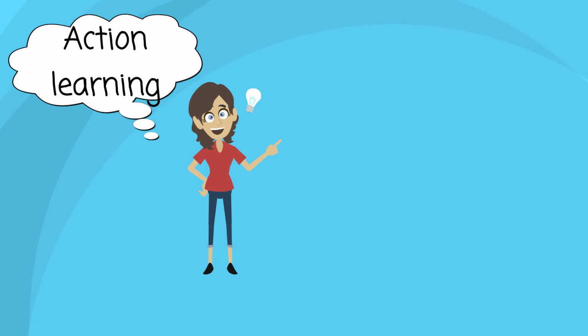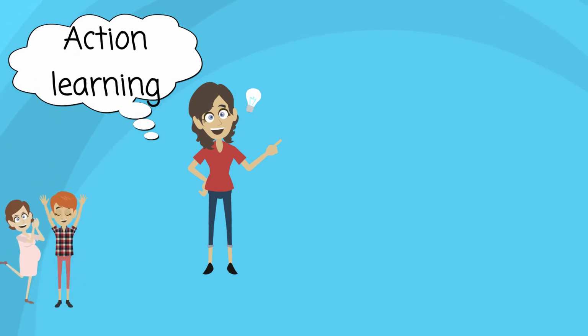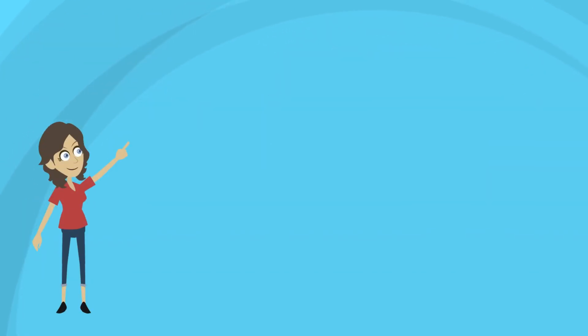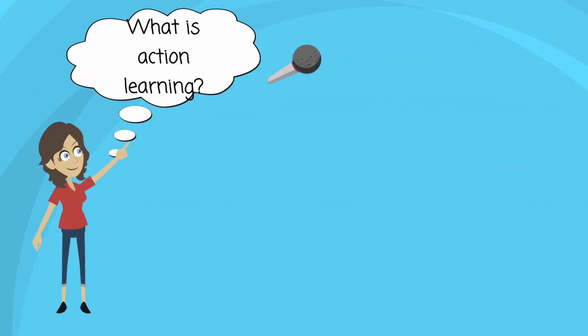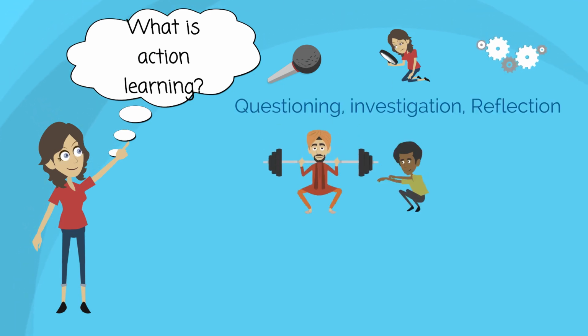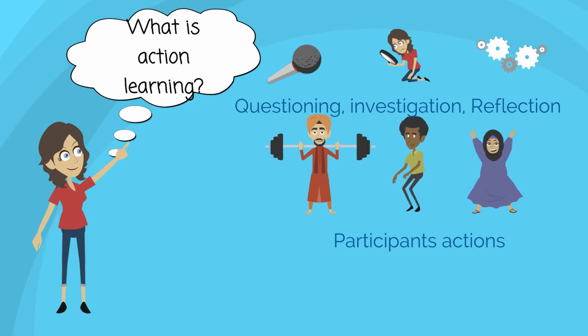Sally is a social worker. She and her colleagues are going to work with empowerment. They will use action learning. What is action learning? Action learning is joint learning through questioning, investigation and reflection in relation to participants' actions, such as projects, acts, practice, experiments.